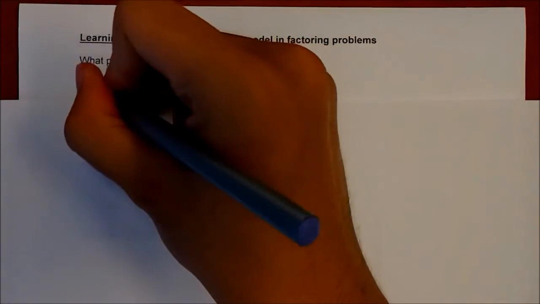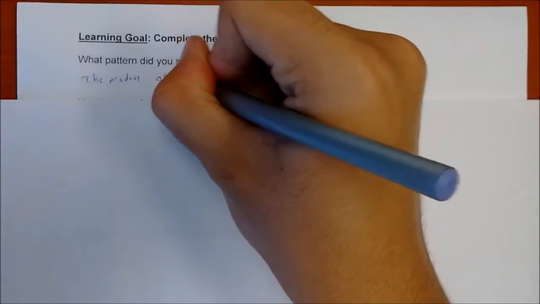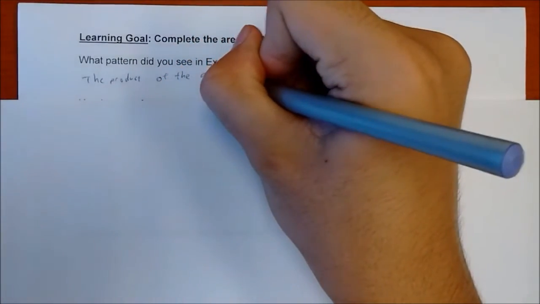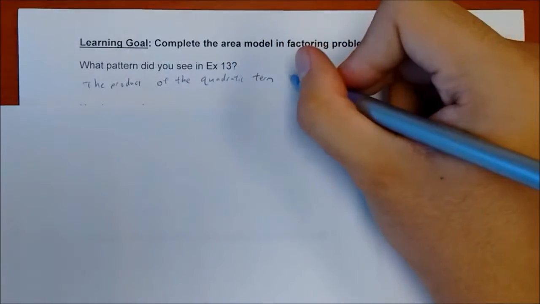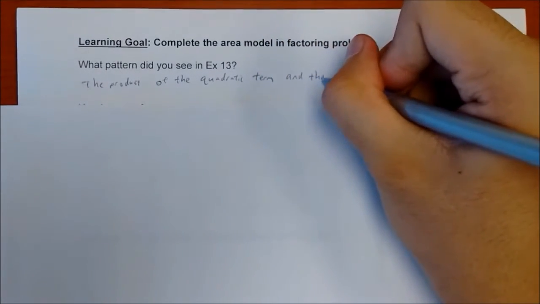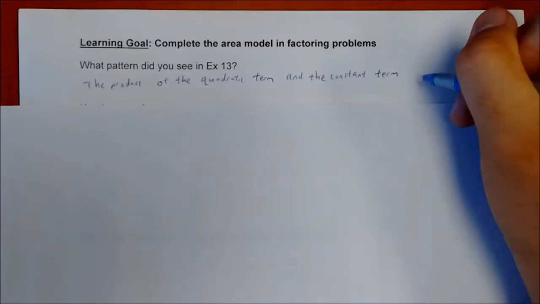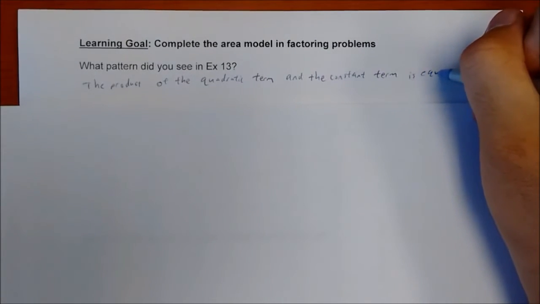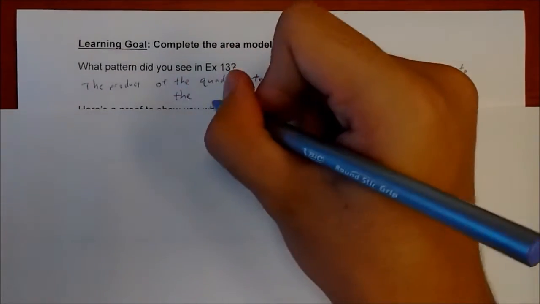So, what pattern did you see in example 13? What I noticed was that the product of the quadratic term and the constant term is equal to the product of the two linear terms.